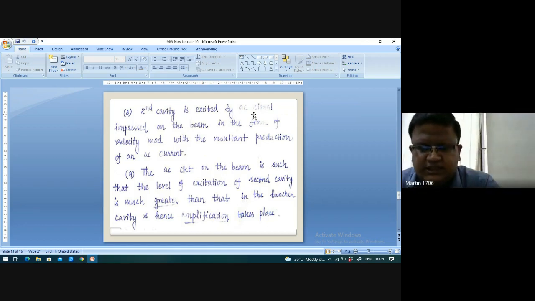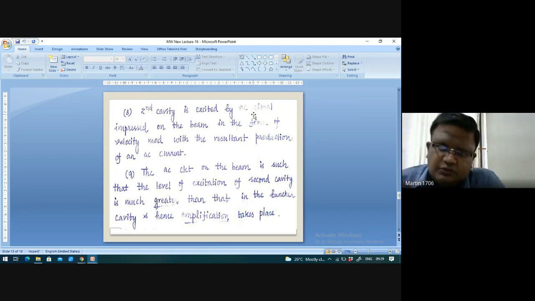If you see in the textbook, it is very huge and there are unnecessary points also. So some important points alone I have noted based on the mechanism. The AC circuit on the beam is such that the level of excitation of the second cavity is much greater than in the buncher cavity, and hence amplification takes place.